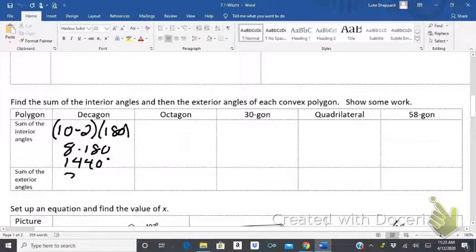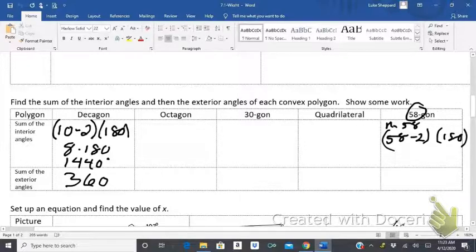The sum of the exterior angles, no matter what, is 360, period. Okay? I lied, I'll do 2 on this one because this one might be a little bit confusing. If I look at a 58-gon, a 58-gon just means that n equals 58. So I'm going to do 58 minus 2 times 180, and that gives me 10,080 degrees. So 10080. And no matter what, the exterior angle sum is always 360. Okay? So that's what that looks like.